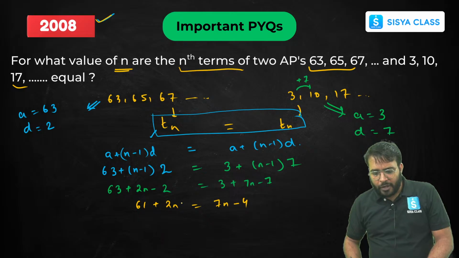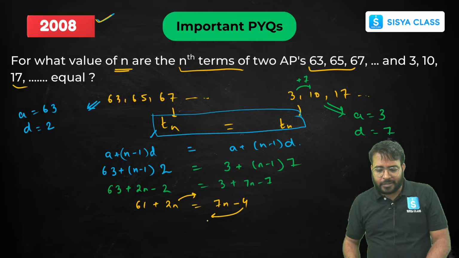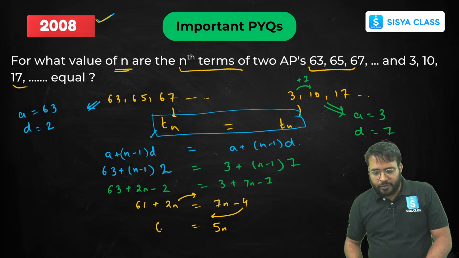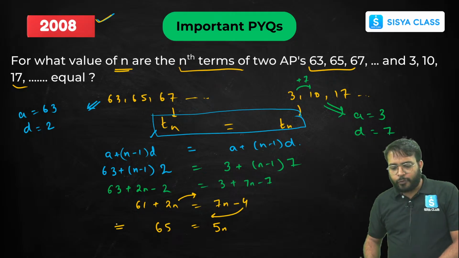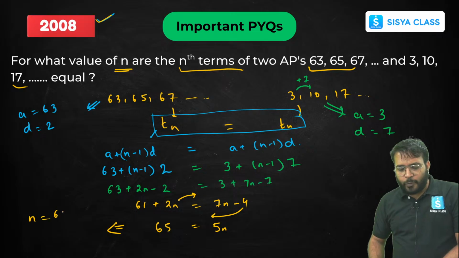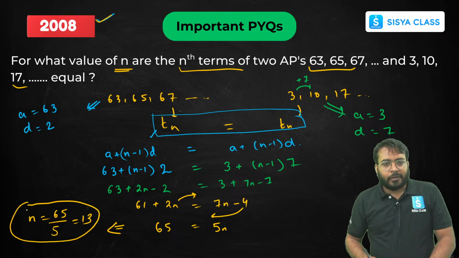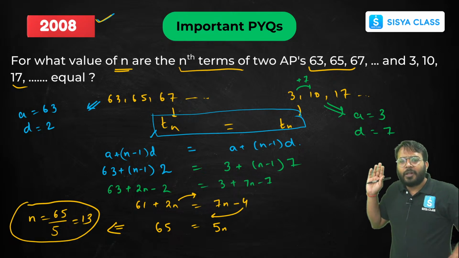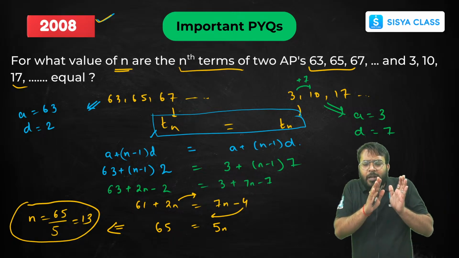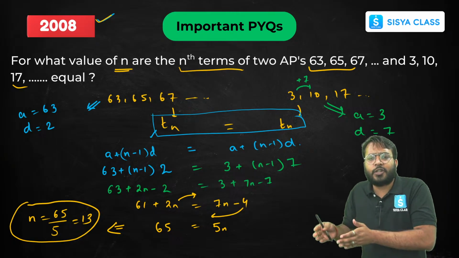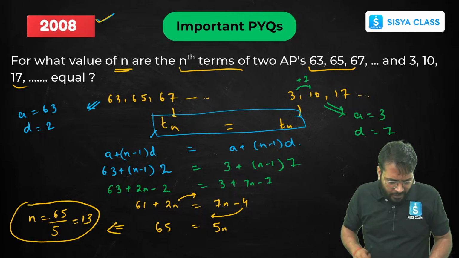So 2n I transfer to the other side, and minus 4 I transfer to this side. So 7n minus 2n is 5n, and 61 plus 4 is 65. From here the value of n is 65 by 5, that is 13. So that is the 13th term, for which the 13th term in my first sequence and the 13th term in my second sequence are both the same.